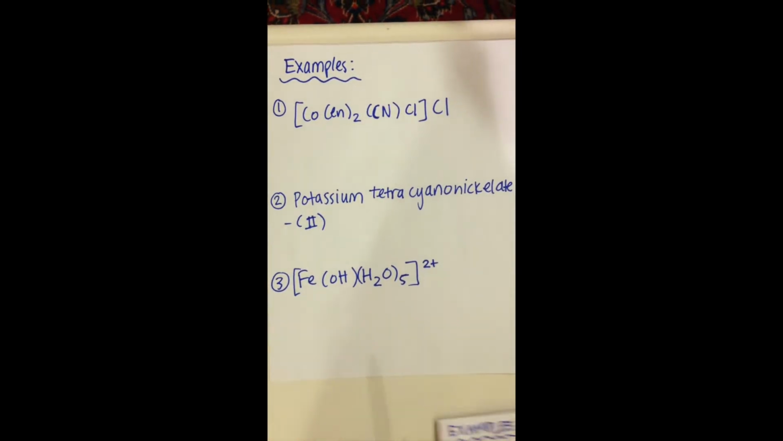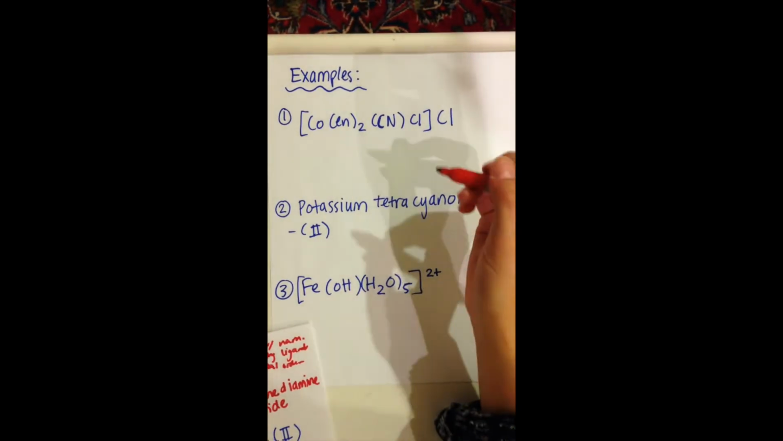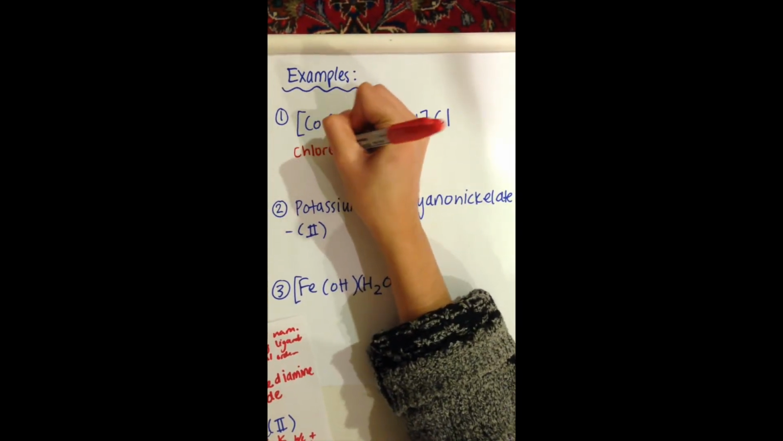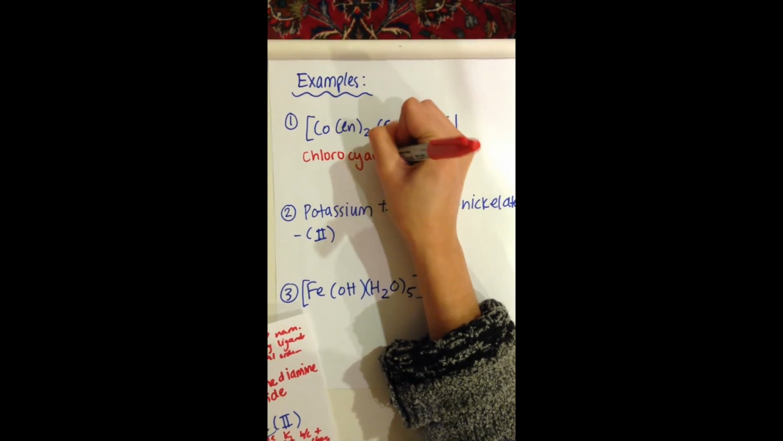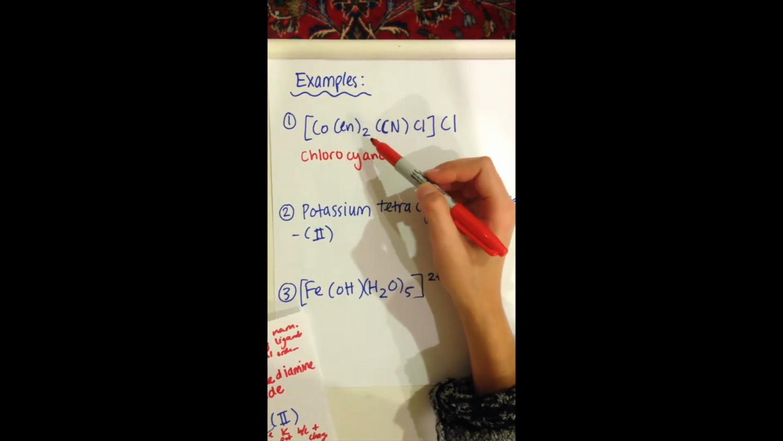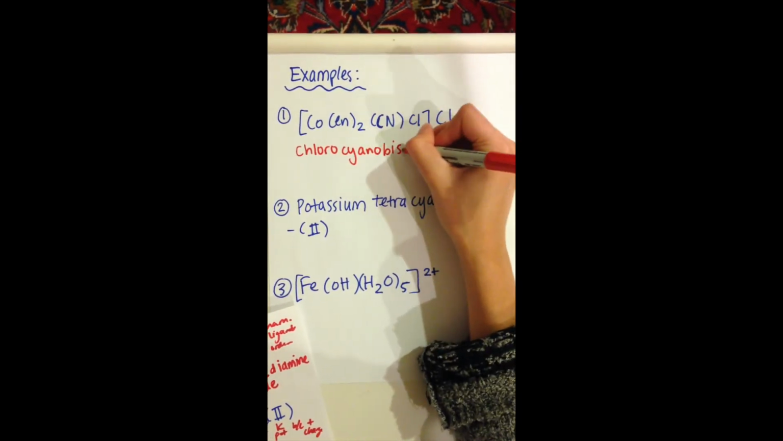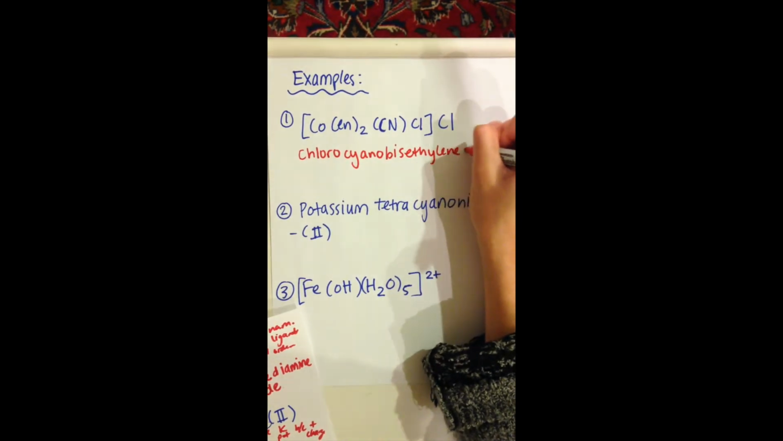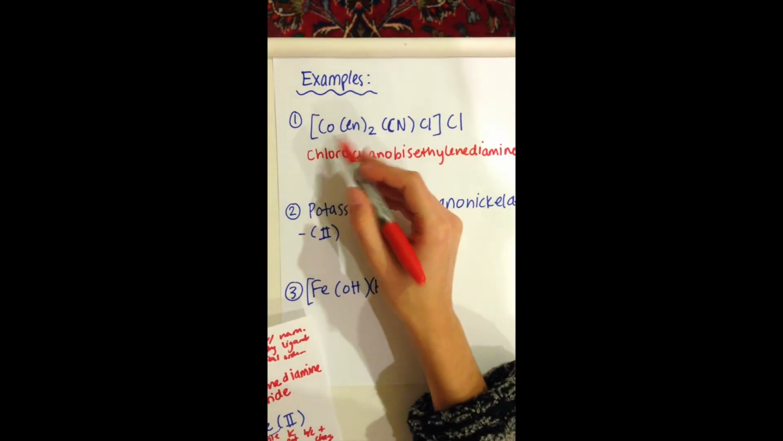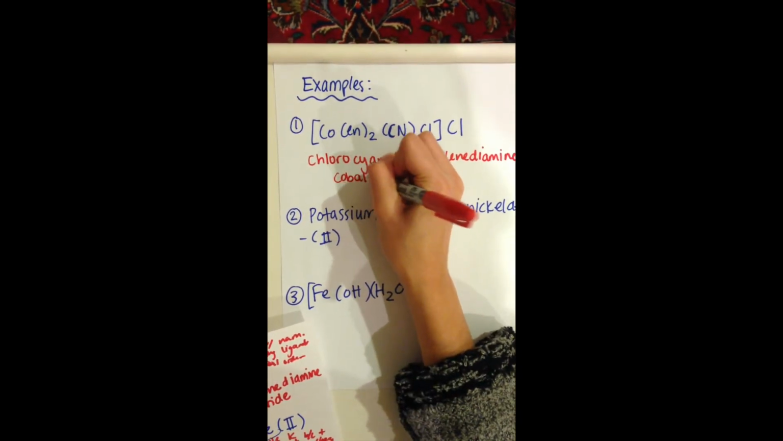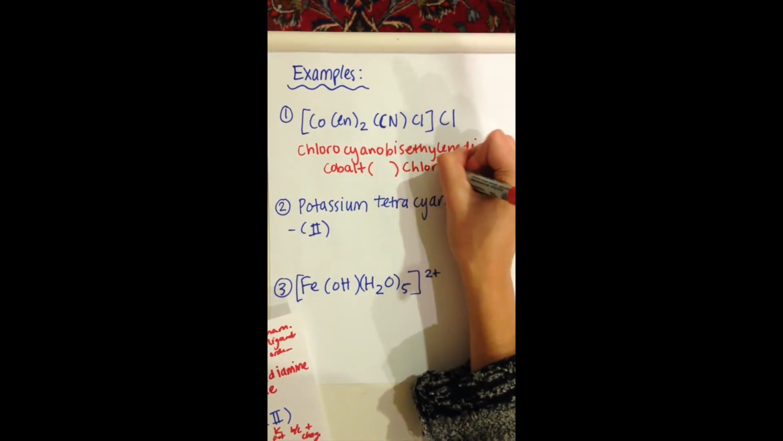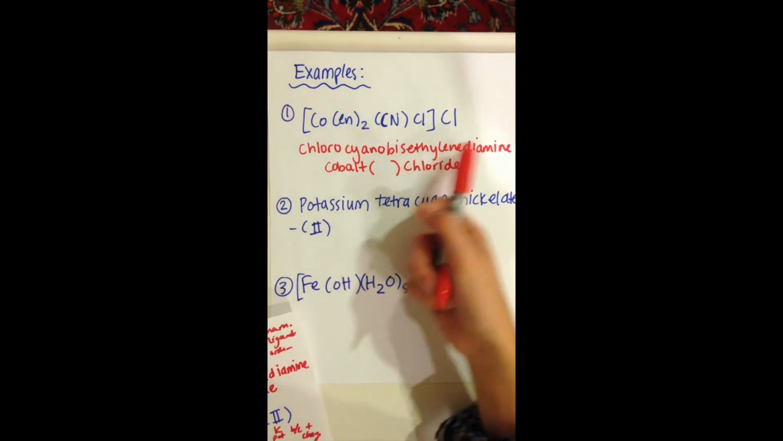To begin with, we start with naming the ligands in alphabetical order. So first would be chloro, then cyano, then ethylene diamine, but take note that there's a subscript of 2, so this would become bis(ethylene diamine), and then comes our central metal ion, cobalt, along with its charge, and then chloride, which is outside of our coordination sphere and brackets.